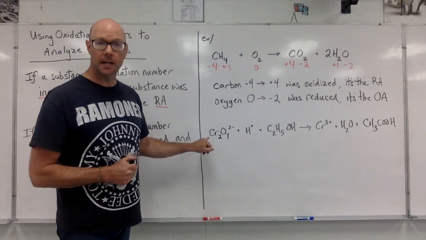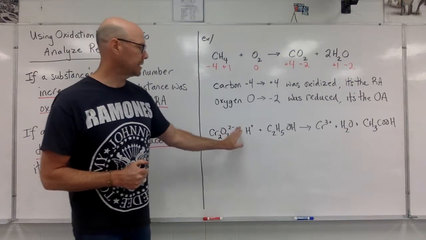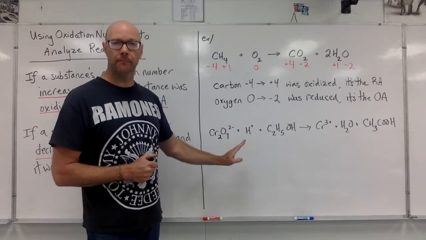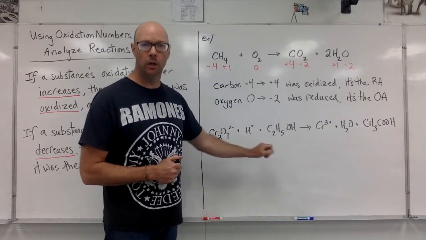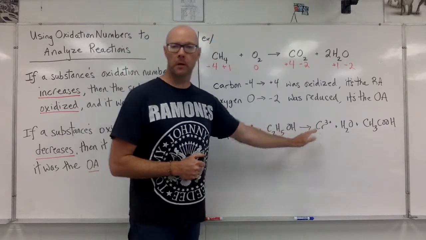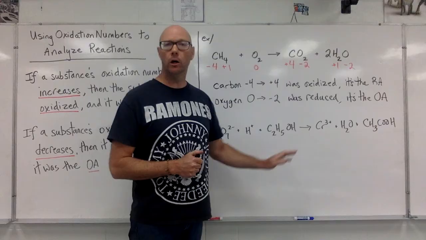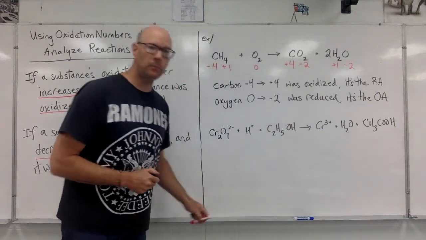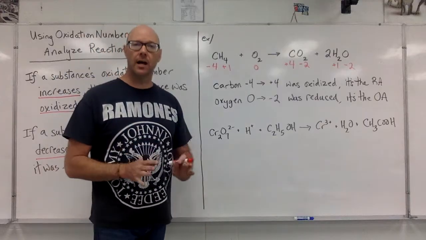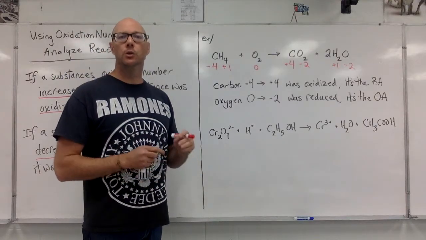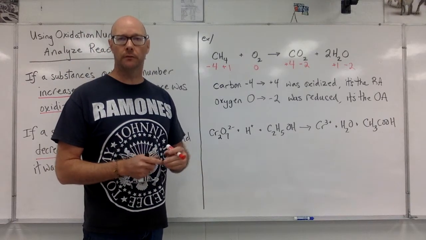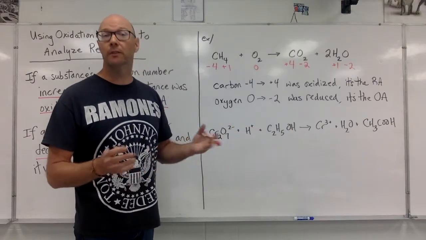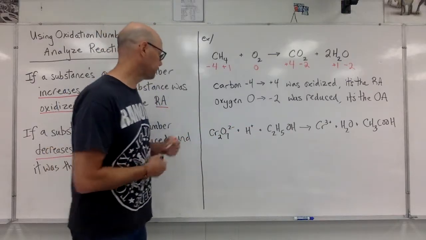Here we have a dichromate ion reacting with a hydrogen ion and some ethanol to produce a chromium 3 ion, a molecule of water, and acetic acid. Our first step is to assign oxidation numbers to all of the substances involved. A little bit more involved this time. We have a lot more chemicals to think about.